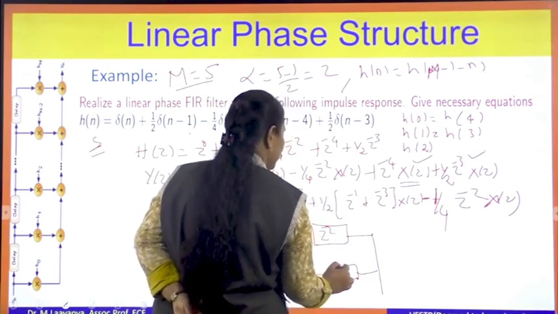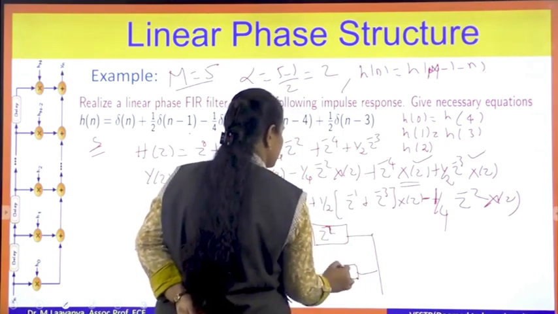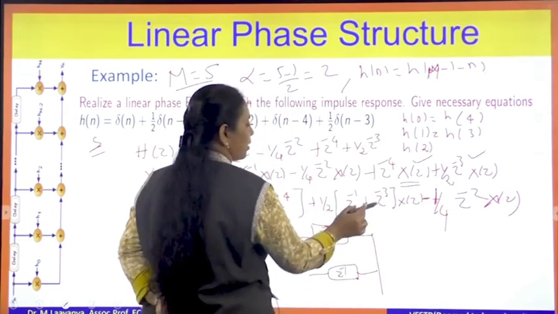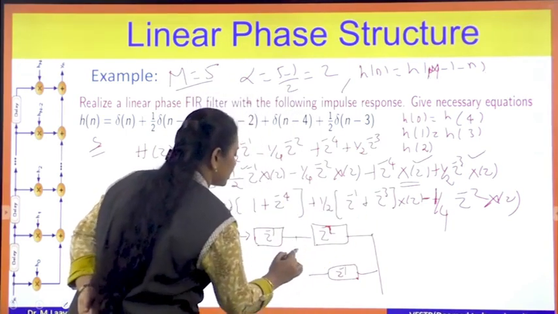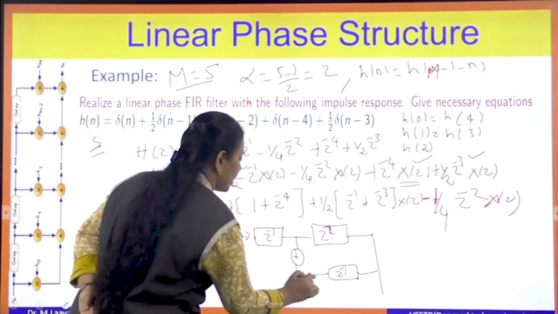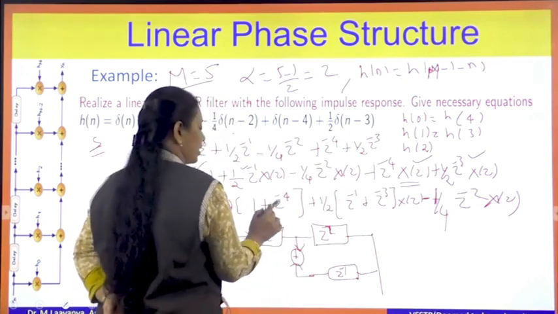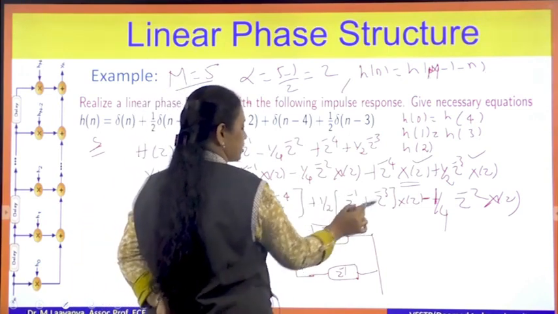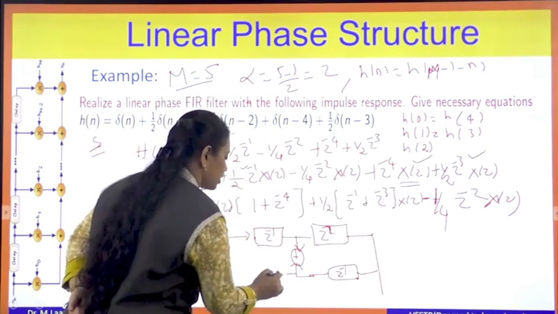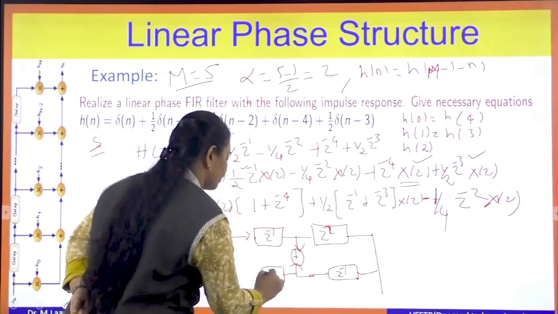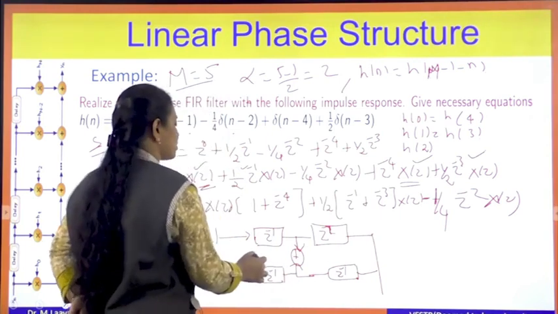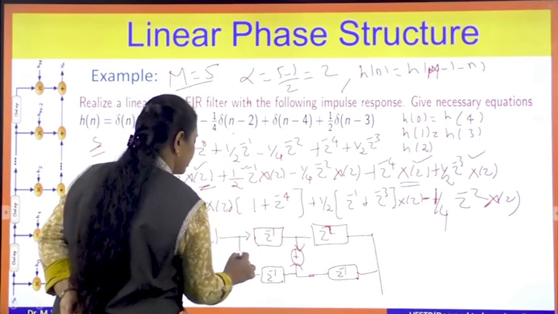Here you delay it. I will get, again this is minus 1, this is minus 1, so minus 3. Minus 3 and minus 1 should be added. Here put an adder, add it. So minus 1 and minus 3 are added. Again put a delay. Here minus 4 and 1 are added.